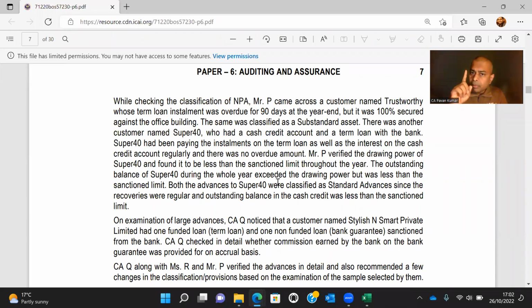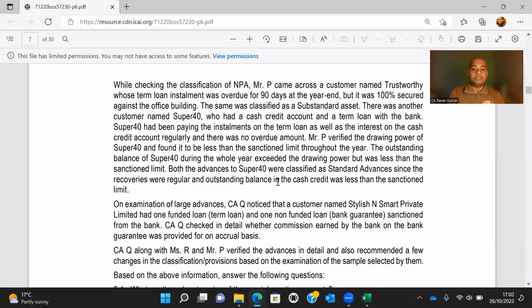And remember, tell me, NPA is borrower wise or facility wise? You tell me. NPA is borrower wise. For one borrower, if you have given 4 types of loans, and one loan becomes NPA, all the 4 will become NPA. Okay, next, continue.